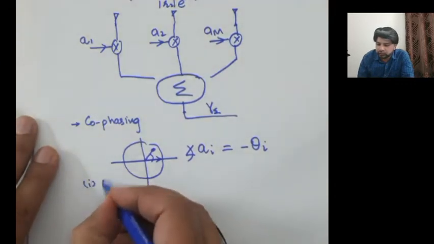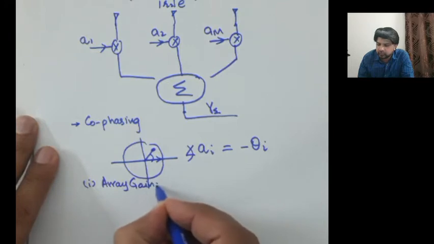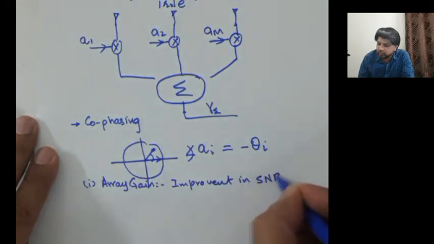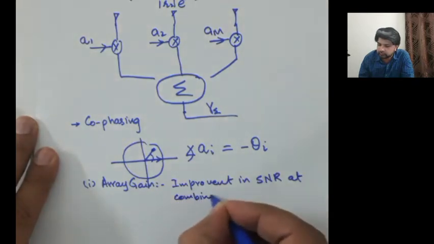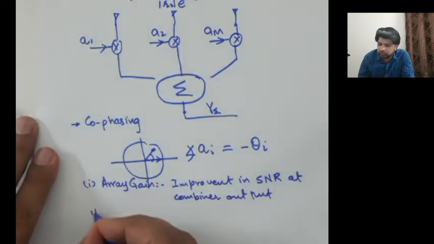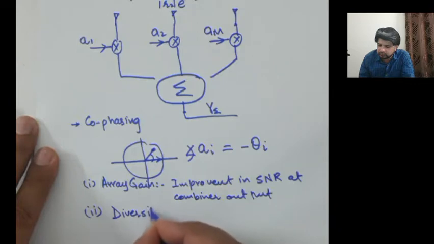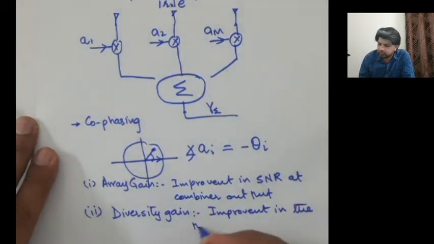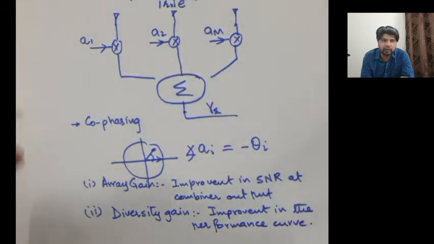So one gain that we talked about was array gain. Array gain referred to the improvement in the signal to noise ratio at the combiner output. And then it also brought you what is called a diversity gain. The diversity gain refers to the improvement in the performance curve. We would formally define diversity gain later on in this topic when we do a comparison between the diversity and the multiplexing gain. So there would be another gain associated with it. We'll come to that in a minute.